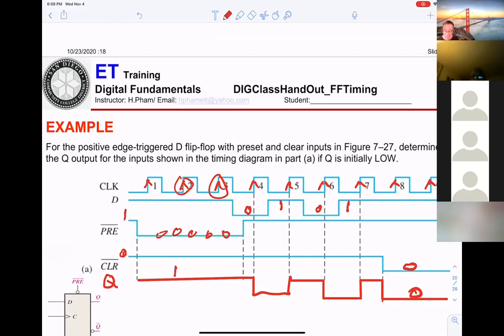Mr. Pham, I got a question on the very first part. In that sentence up top, it says, if Q is initially low. So shouldn't you have just a little tiny part that's low? Right here. Yeah. Yeah, there you go.